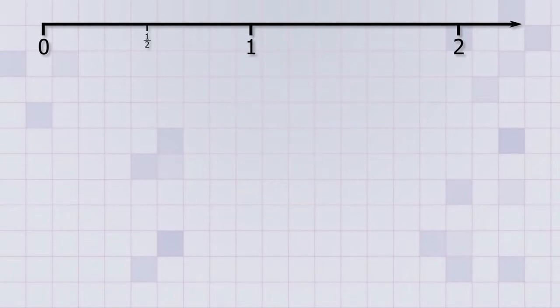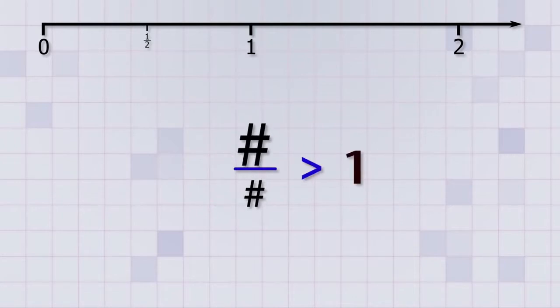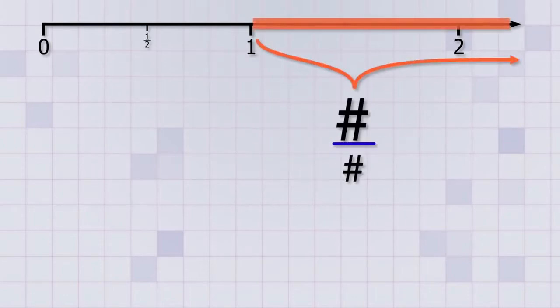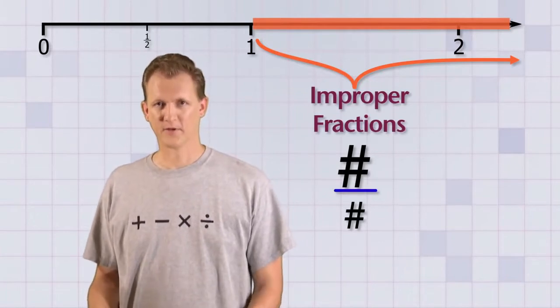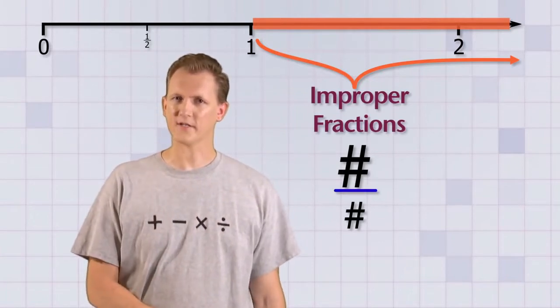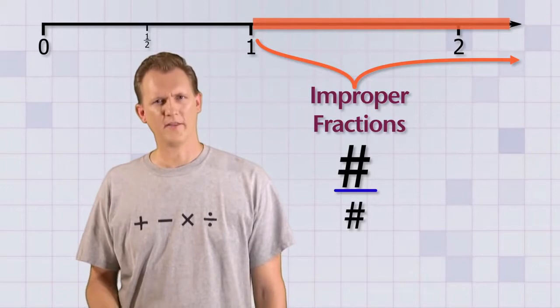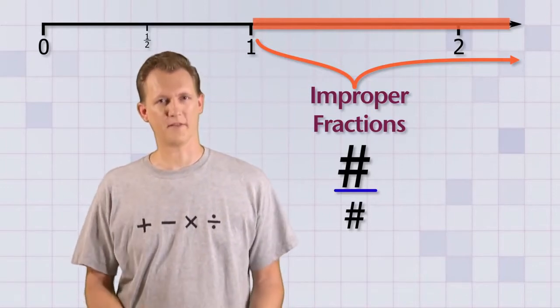Okay, our last rule is this. If the top number is greater than the bottom number, then the value of the fraction will be bigger than 1. That means it'll be somewhere in this section of the number line, which goes on forever. These are called improper fractions because even though they're written like regular fractions, since their value is greater than 1, they aren't really used to represent smaller parts of things.